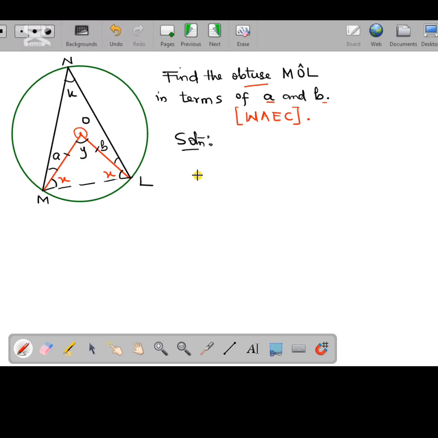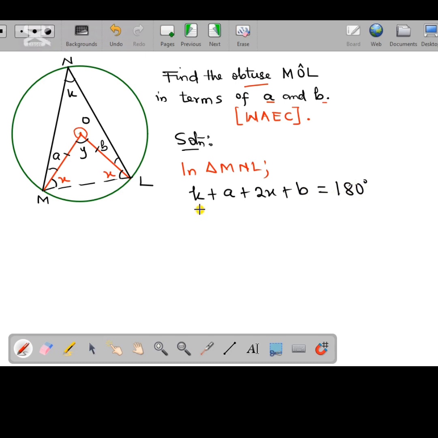First of all, you will notice that in triangle MNL, that's the big triangle, you discover that angles K plus A plus these two X here, then plus B is going to be equal to 180 degrees, and that is from the sum of the angles of a triangle.